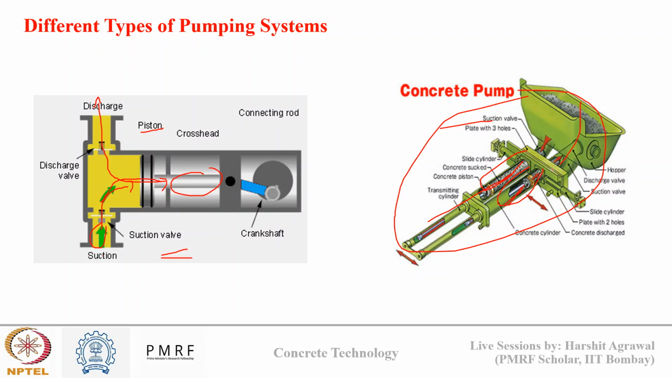So what happens? My concrete is pumped and discharged continuously. When one will pump, the second will discharge. When the first will discharge, the second will pump. In this way my concrete is pushed continuously and discharged continuously, and this ensures there is a continuous flow, whereas here there will be a break in flow.